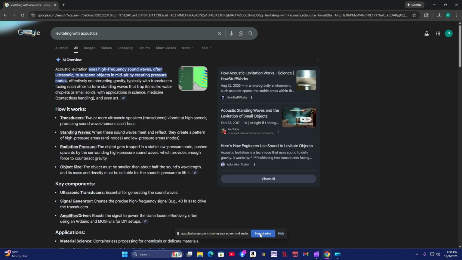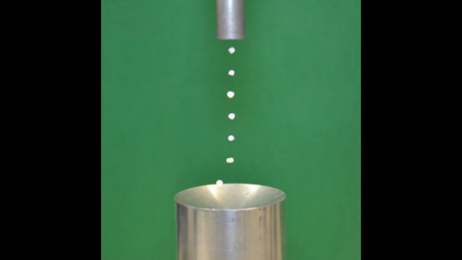When they are using the term pressure nodes, they are literally just referring to a low pressure center. So what I'm proposing that you can do for acoustic levitation is you're using the atmosphere as the medium to create a low pressure center. You can do the same using the aether to create a low pressure center to get the same results.